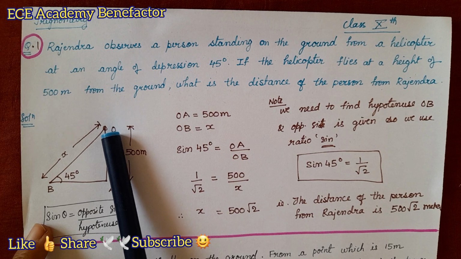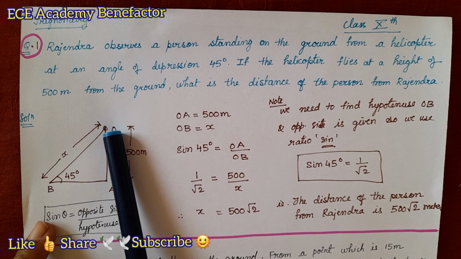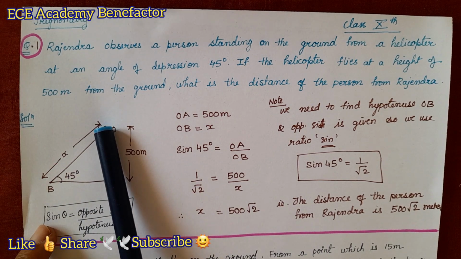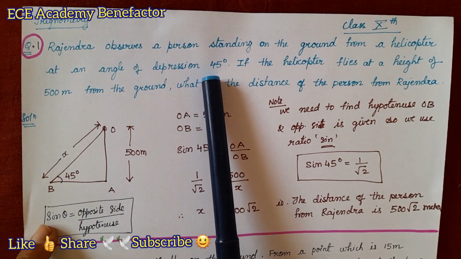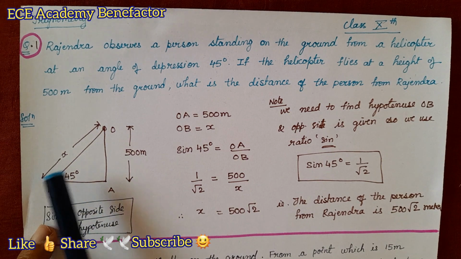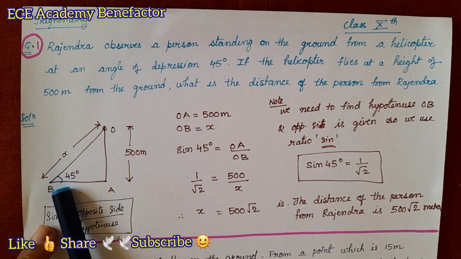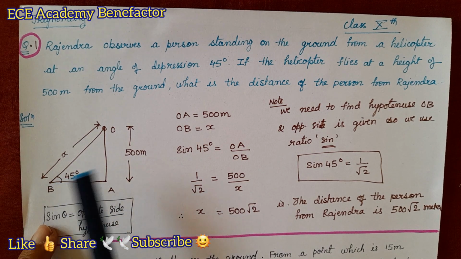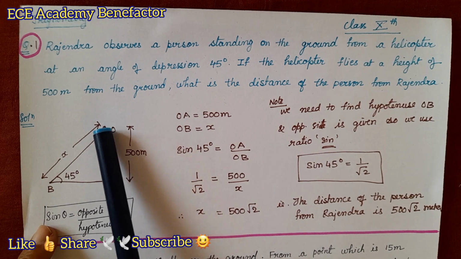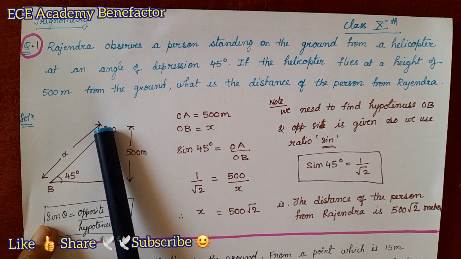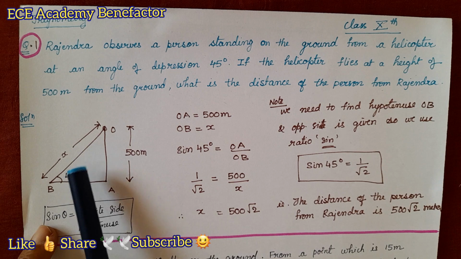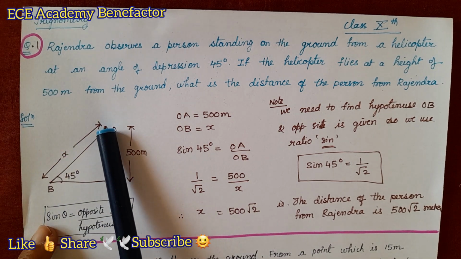From the helicopter. Rajendra is observing a person on the ground from the helicopter at an angle of depression of 45 degrees. If the helicopter flies at a height of 500 meters from the ground, if this helicopter where Rajendra is sitting is 500 meters above the ground, what is the distance of the person and Rajendra?